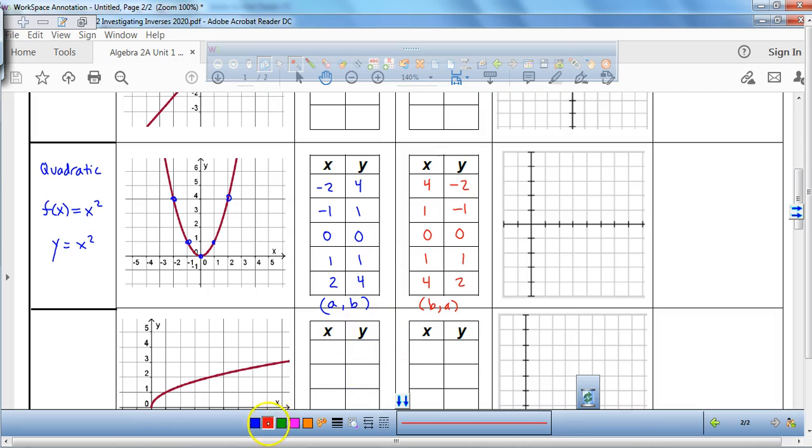So let's go ahead and graph these now, right? 4 and negative 2. Over 4, down 2. All right? 1, negative 1. 0, 0. 1, 1. 4, 2. So if I were to graph this, I'm going to kind of do my best to graph it like this. Get that rounded.